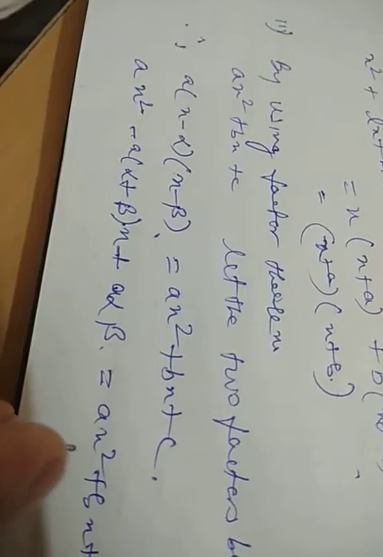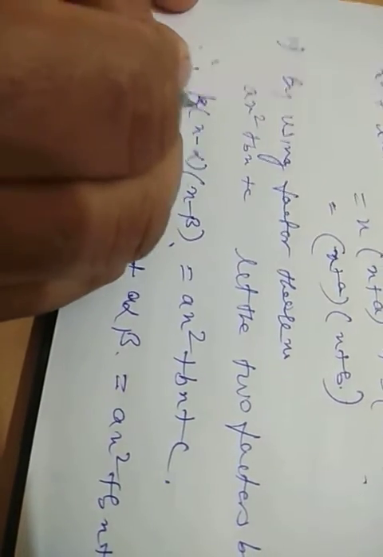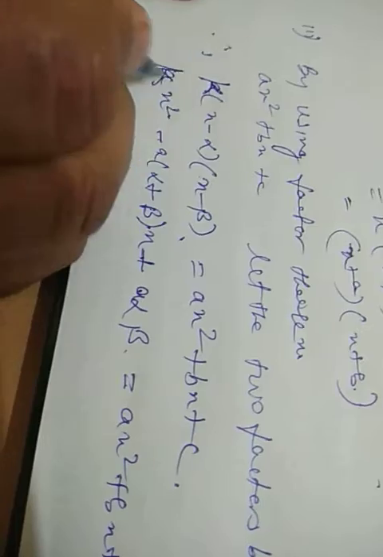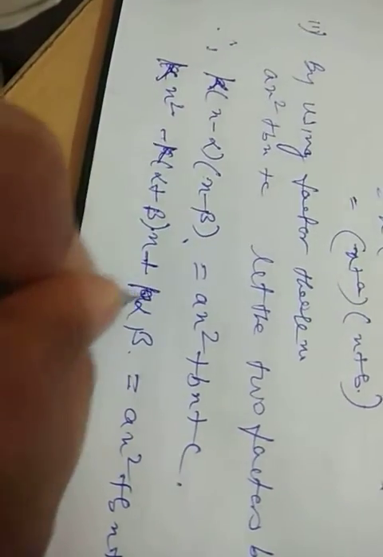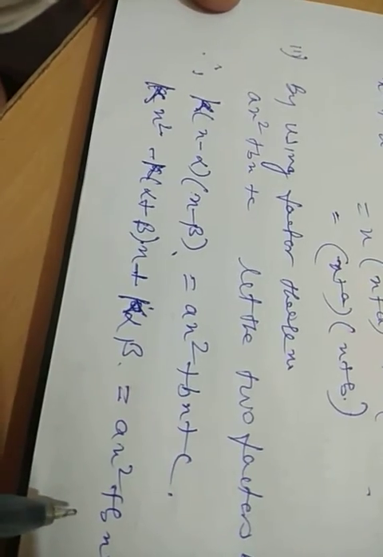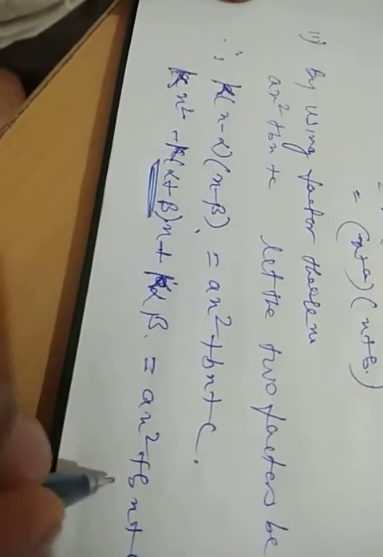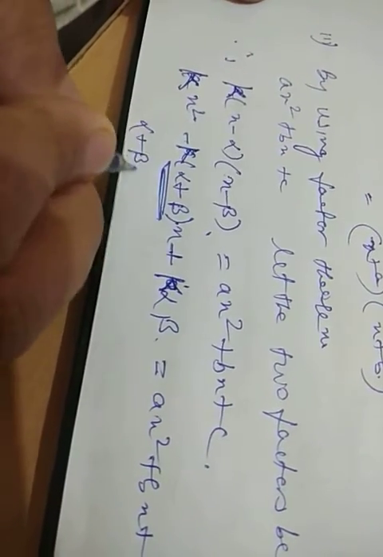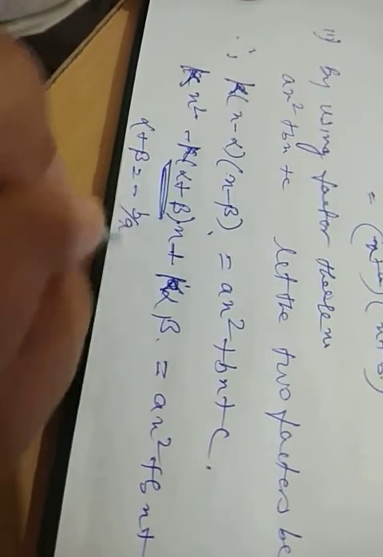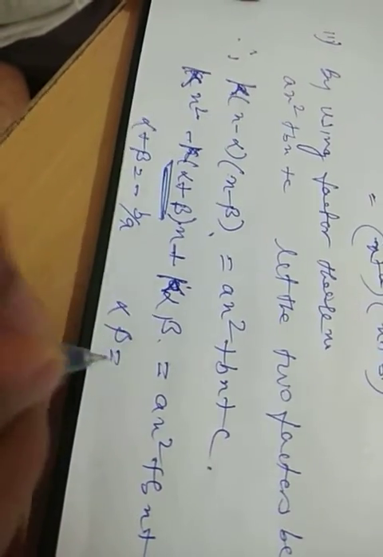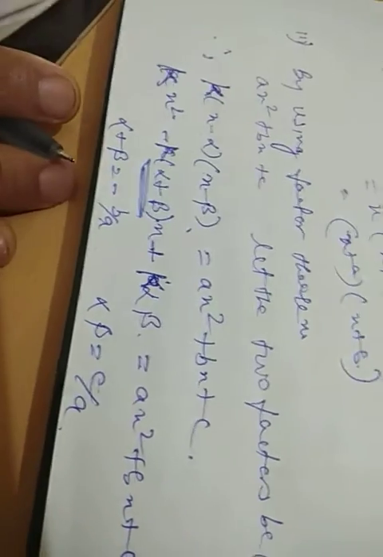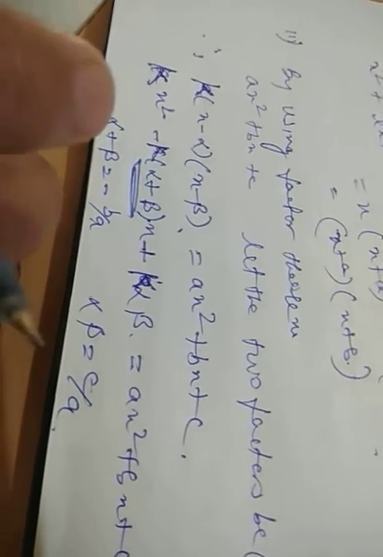Here we can see this is a constant. It can be taken as k. Now equating the coefficients of x and the constant term, we will get alpha plus beta equal to minus b by a, and alpha beta equal to c by a. Okay, now we will proceed to the exercise.